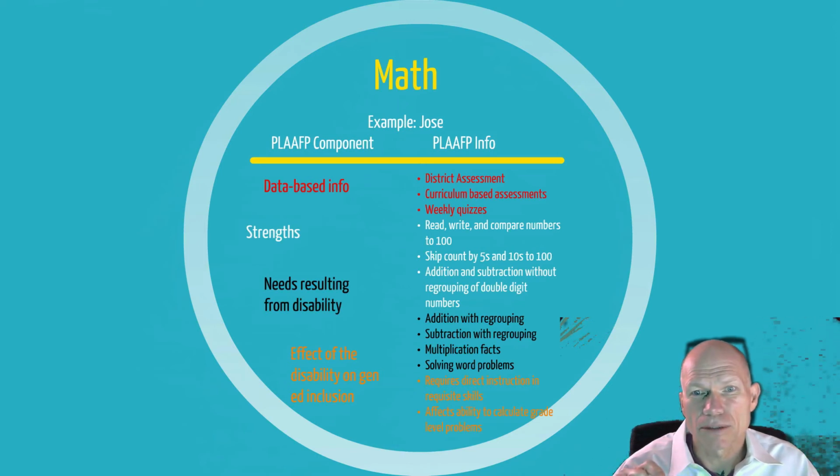Strengths for Jose include reading, writing, and comparing numbers to 100. He can skip count by 5s and 10s to 100, and he can do addition and subtraction without regrouping of double-digit numbers, like 23 plus 23. He does have difficulty with addition with regrouping and subtraction with regrouping, and multiplication facts to 100, and in solving word problems. And obviously this is going to have an effect on his inclusion in the general education environment because he is behind grade level, and it affects his ability to calculate grade level problems.